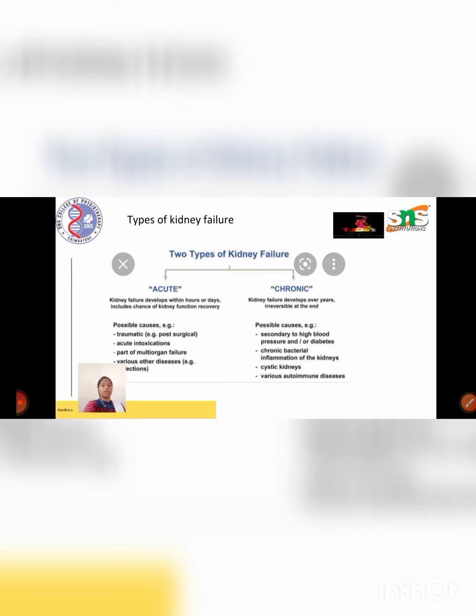Types of kidney failure. There are two types of kidney failure, acute and chronic. Acute kidney failure develops within hours or days, including changes of the kidney function recovery. Possible causes, for example, trauma, acquired infection, part of multi-organ failure, various other diseases. Chronic kidney failure develops over years, irreversible at the end. Possible causes are secondary to high blood pressure and or diabetes, chronic bacterial infections of the kidney, cystic kidney, various autoimmune diseases.